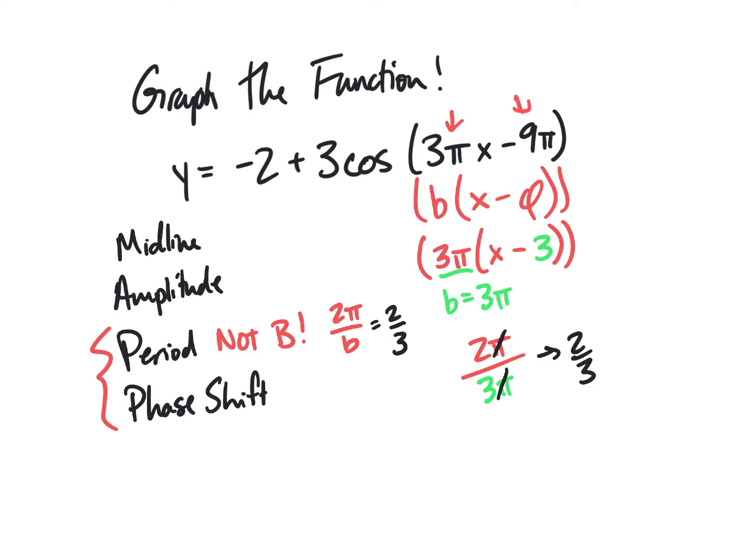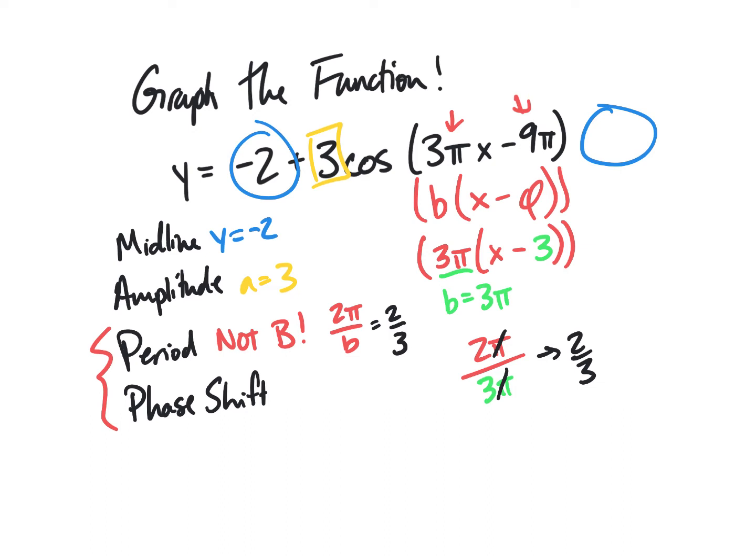All right, good. The midline is whatever k is, and sometimes it's on the front of the equation and sometimes it's on the end of the equation, but it just has to be added or subtracted to the whole cosine part of it. The midline is going to be y equals -2. The amplitude is the a value, which is outside, multiplied to the cosine function or the sine function, and so we're going to say a equals 3. That's a stretch, so it's going to make it 3 times as tall.